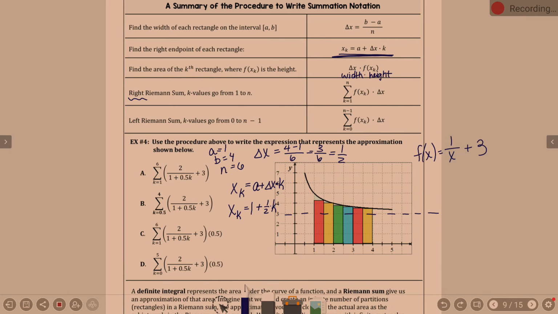Because if we pick, where's a good point we can pick? For instance, if we pick 1, what is that, 1/5? Does this work for 1/5? Not quite. What could I adjust to make it happen?